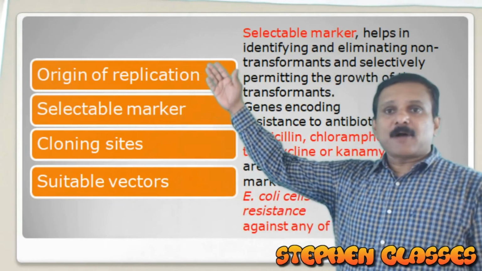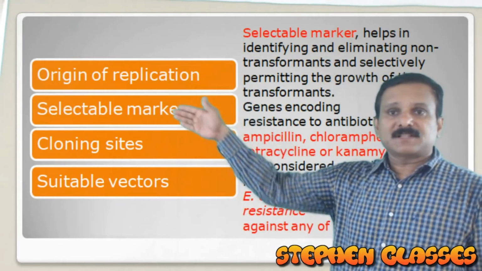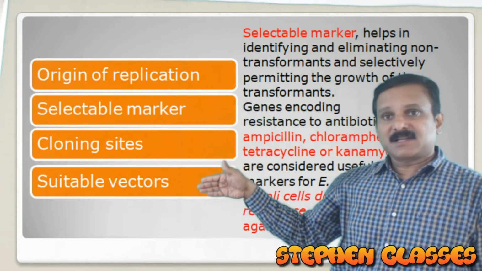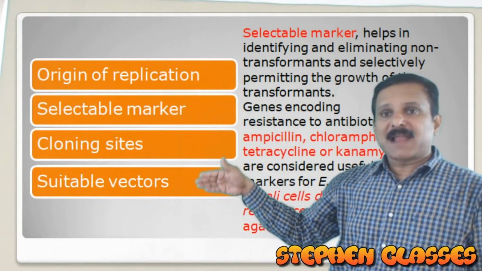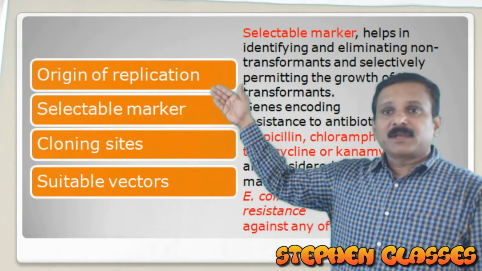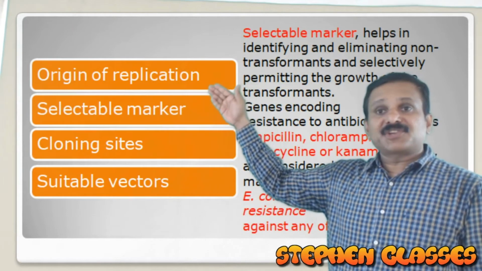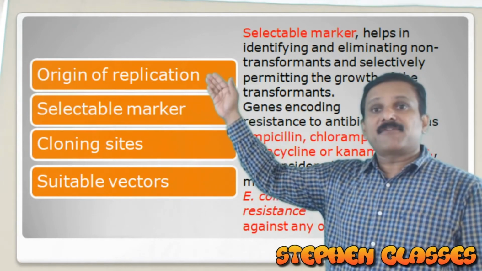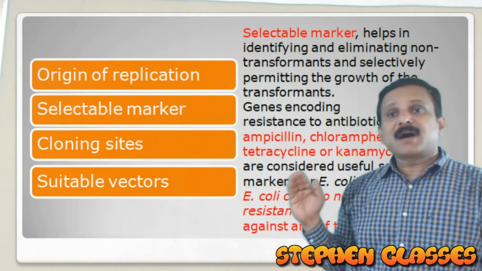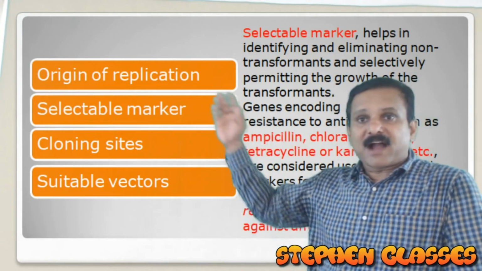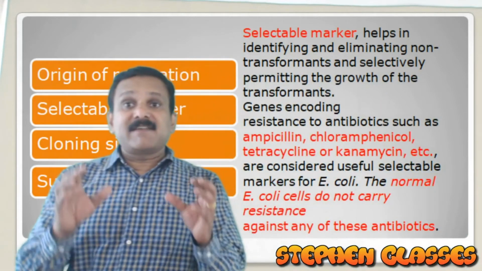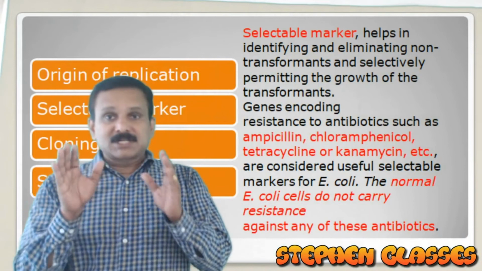Cloning vectors will have properties like origin of replication, selectable marker, cloning sites, and suitability for the host. The cloning vector should be suitable for plants as well as for animals. What do you mean by origin of replication? The region from where replication begins is called the origin of replication. And what do you mean by selectable marker? Selectable markers are used for identifying and eliminating non-transformants and selectively permitting the growth of only the transformants.